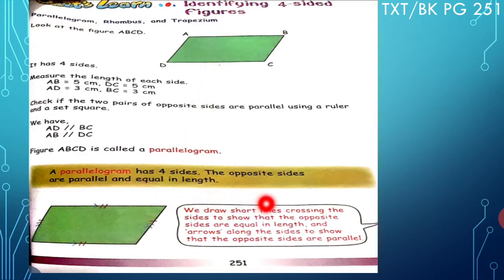We draw short lines crossing the sides to show that the opposite sides are equal in length, and you can see short lines have been drawn to show that. We draw arrows along the sides to show that opposite sides are parallel. Arrows show that they are parallel, and the equal short lines show that they are equal in length.